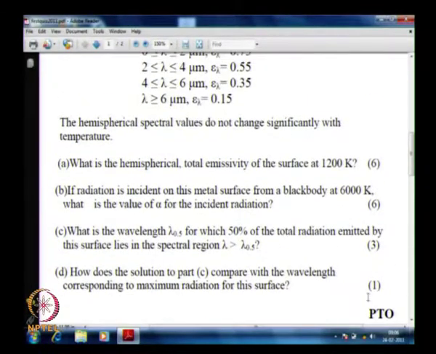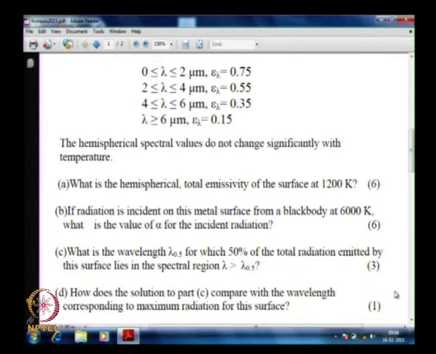So part C of the question is: what is the wavelength for which 50% of the total radiation emitted by this surface lies in the spectral region lambda greater than lambda 0.5? Now, can this be shown? Difficult. Okay.